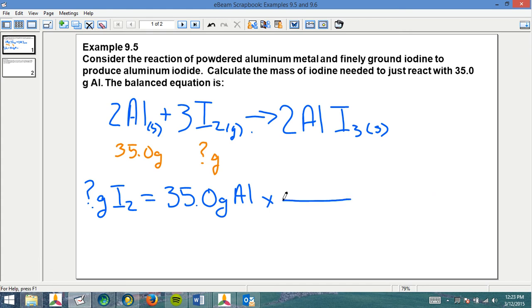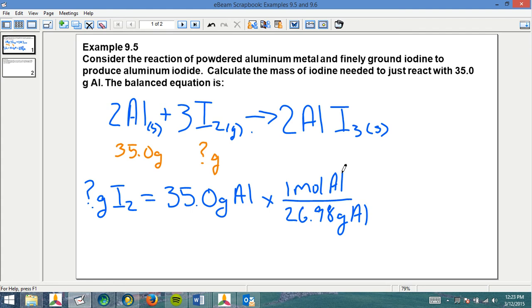Okay, so let's try this again. The 26.98 grams is going to go on the bottom. And Tabby, I'll get to your question in just a second. And 1 mole of aluminum is going to go on the top.